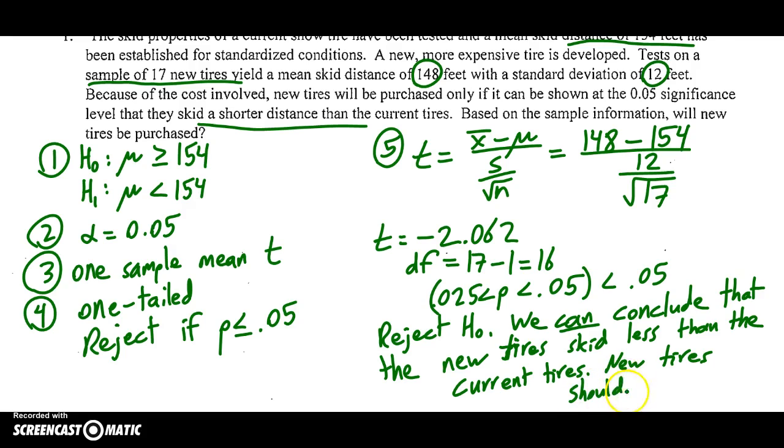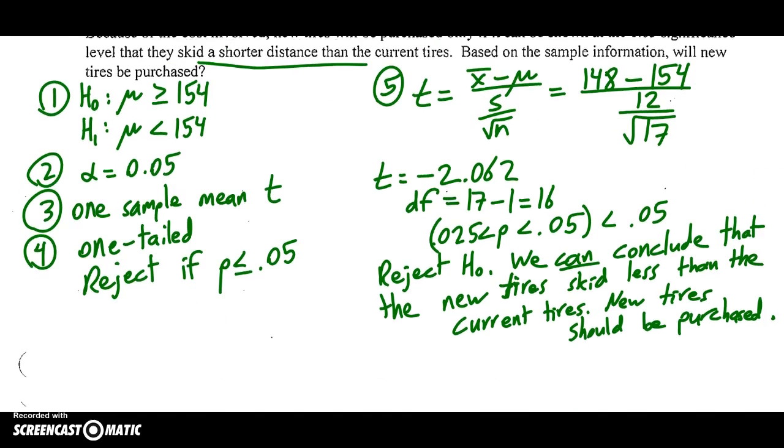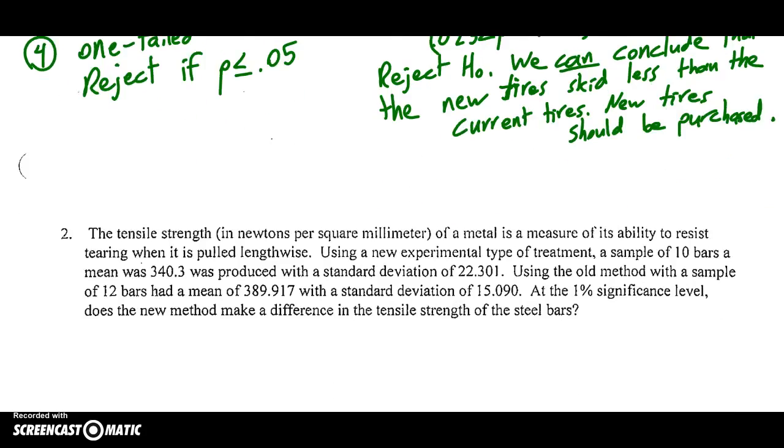Fantastic. Okay, that's a one sample. One sample is pretty easy. It's just like the one sample Z, basically. The hardest part really is just looking things up on the table and making sure you have correct parentheses. Let's go to the two sample.